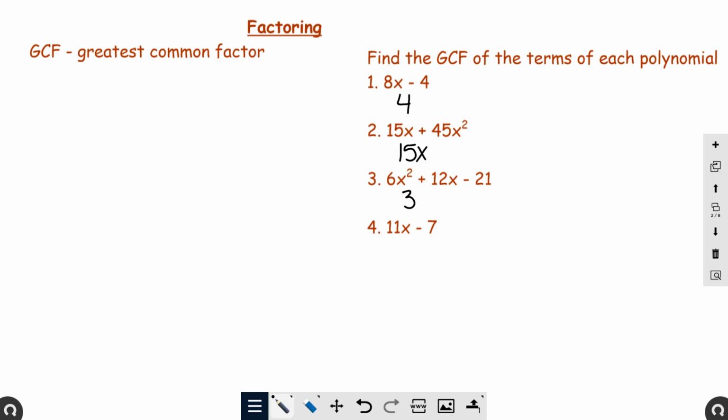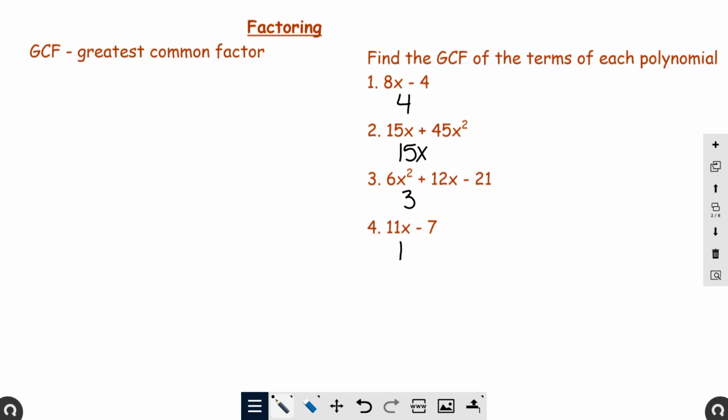It's just 3. What's our greatest common factor between 11x minus 7? 1. Very good. Some people try to say 0 here, but remember 1 is a number and that will go into both terms. So this one is just 1.